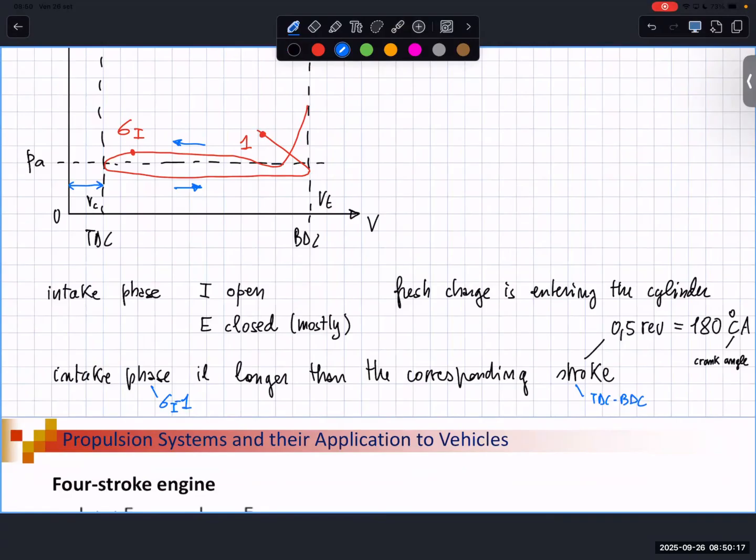So we are considering the entering of the air. One stroke practically, or even more, is dedicated to this process. More than one stroke is dedicated to this process.